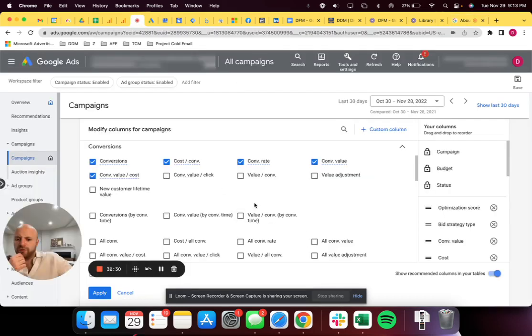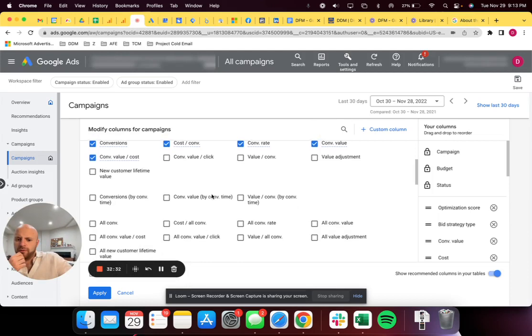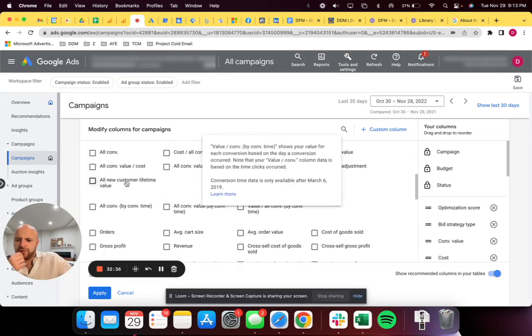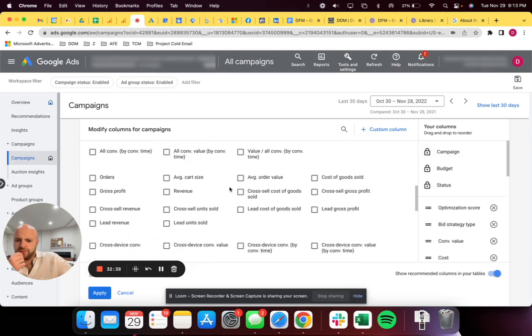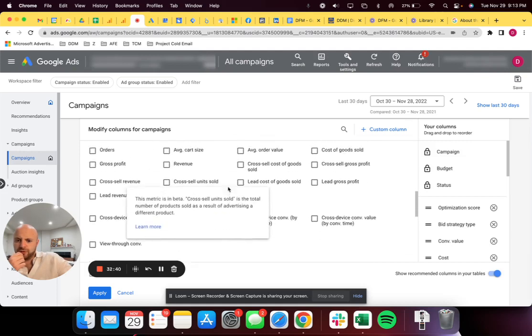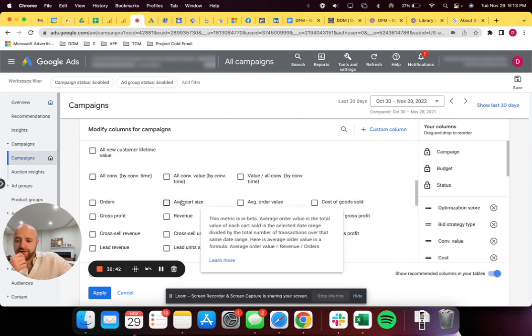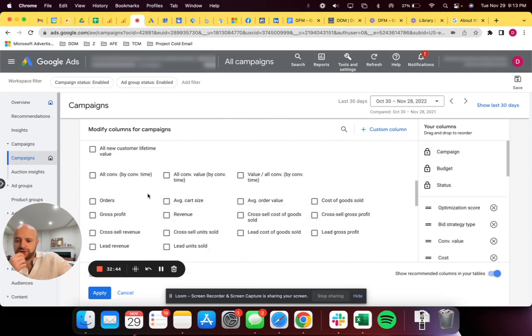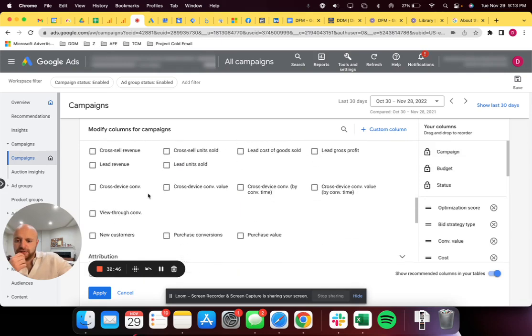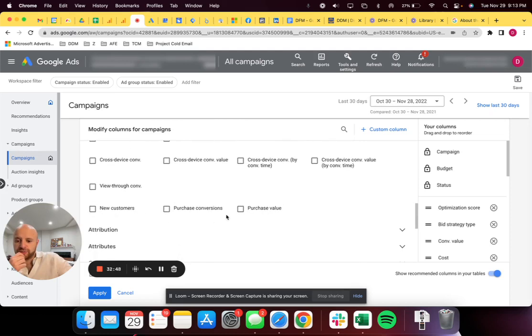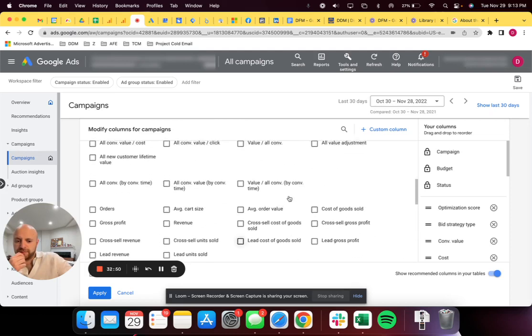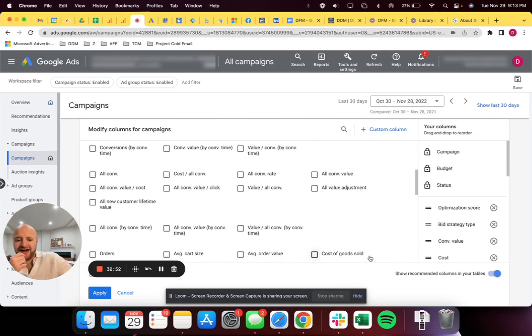So I wonder, this lifetime value, is there any other lifetime value? All new customer lifetime value. Look at that. They have average order value, average cart size. New customers, purchase conversions. They have COGS in here?